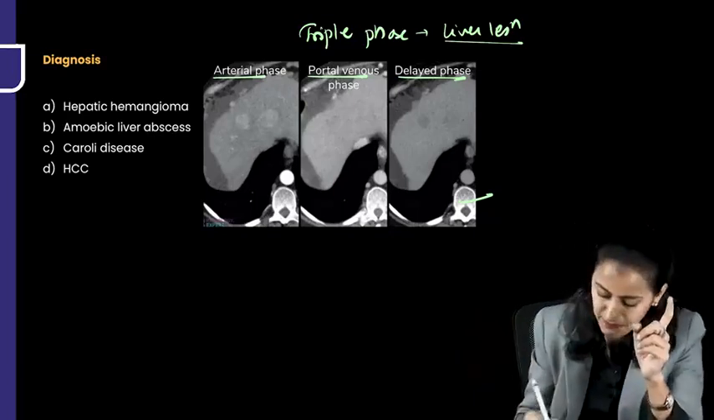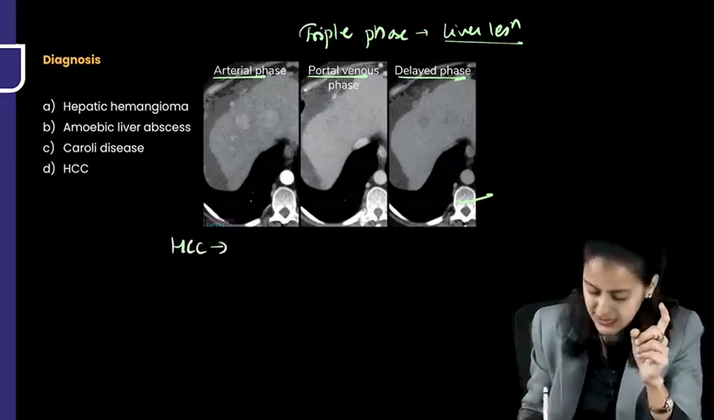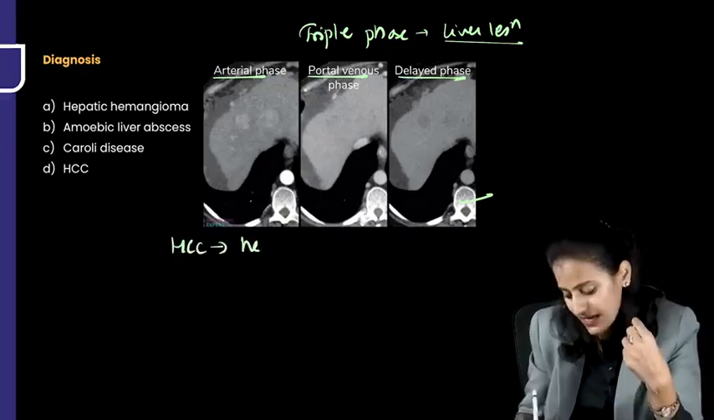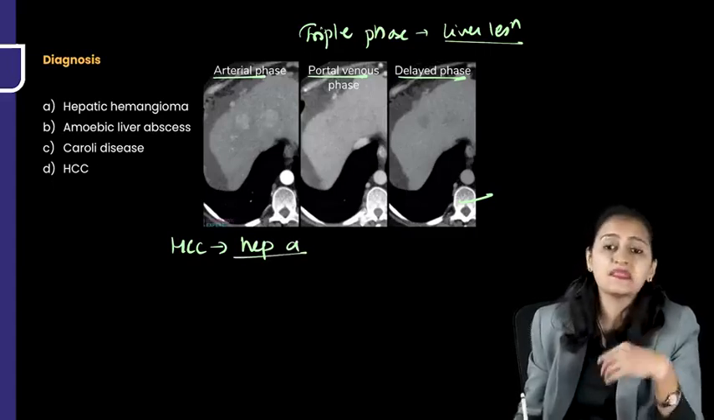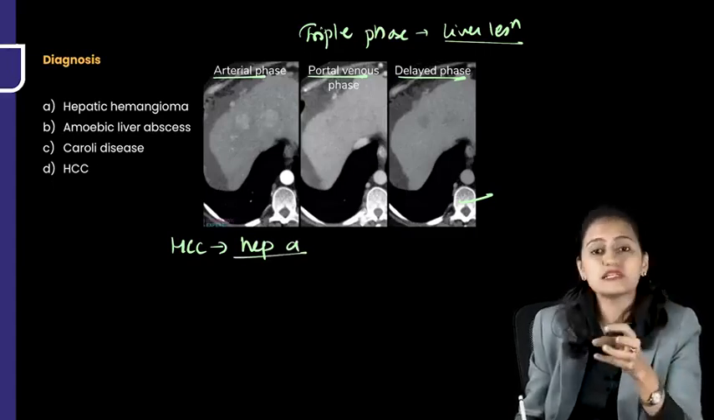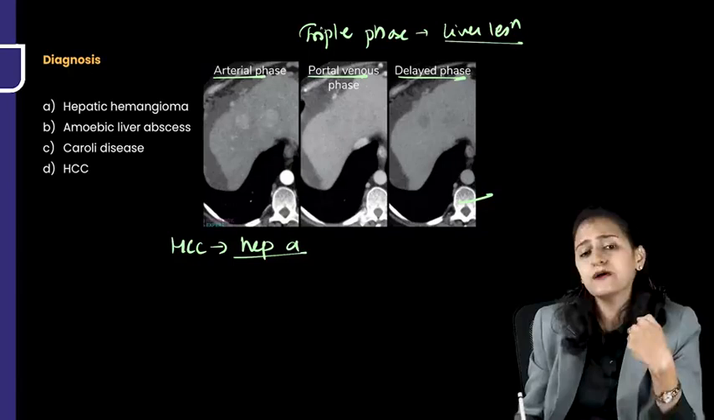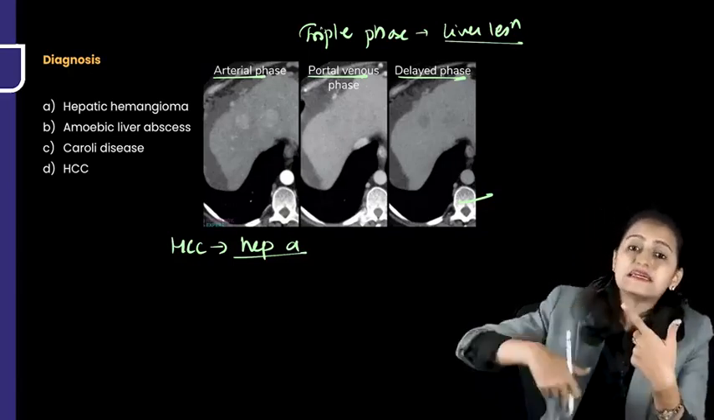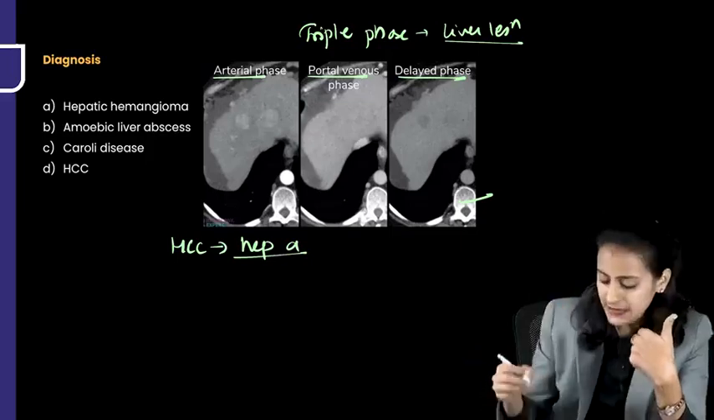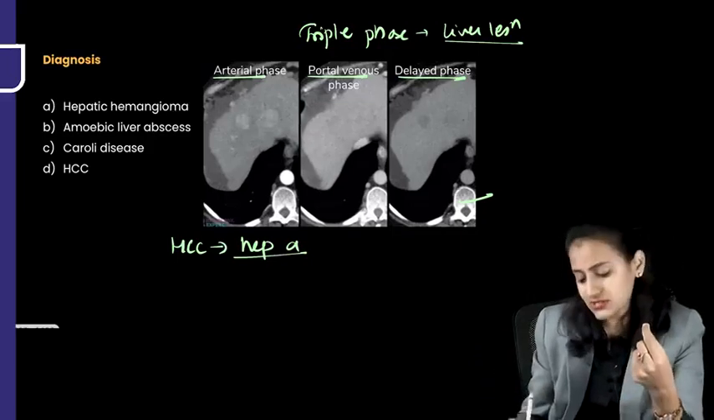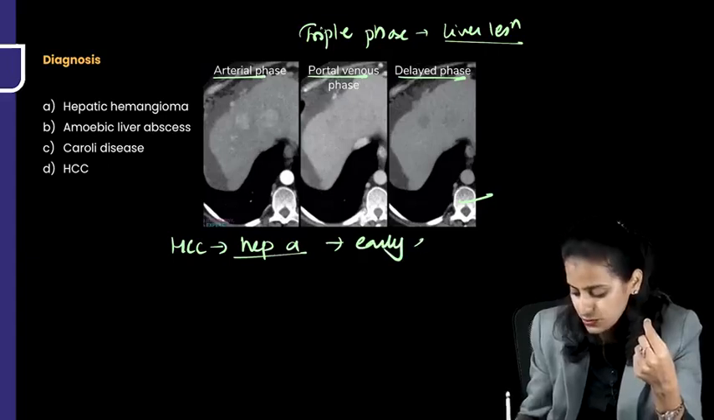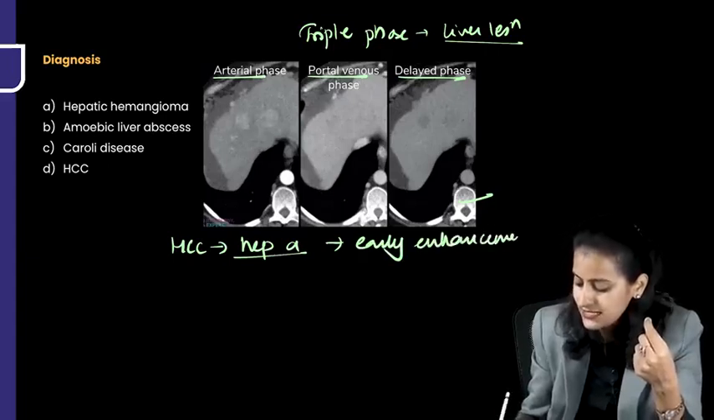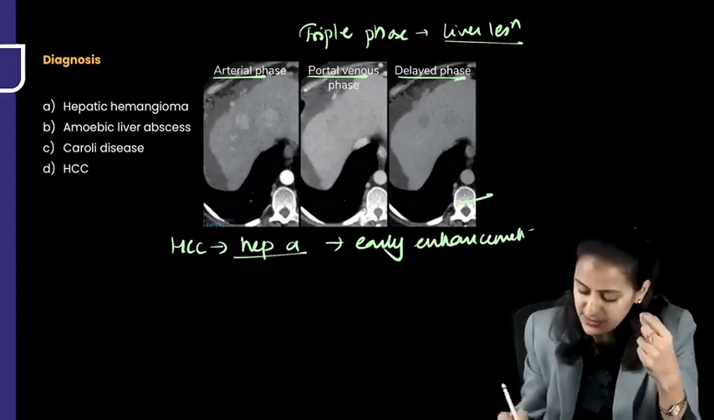So remember that hepatocellular carcinoma, HCC, is supplied by hepatic artery. The normal liver is supplied by portal vein. So what happens is when you give contrast, it first comes in the hepatic artery. The portal vein comes later on. So hepatic artery supplied lesion, that is HCC, is the one which will show the early arterial enhancement. This is what you are seeing here.